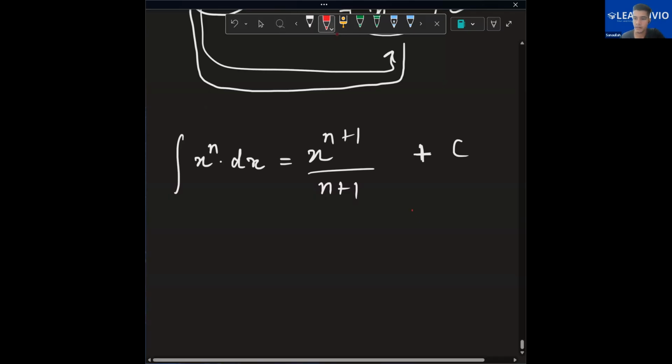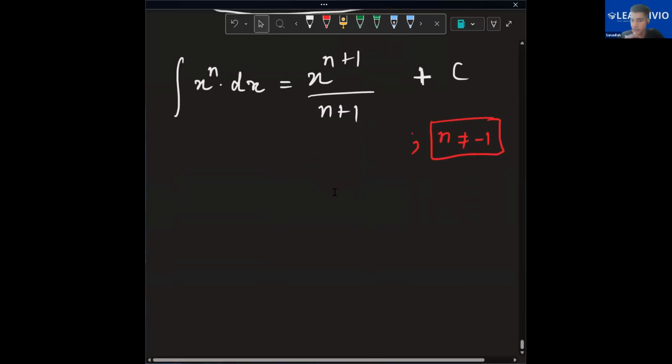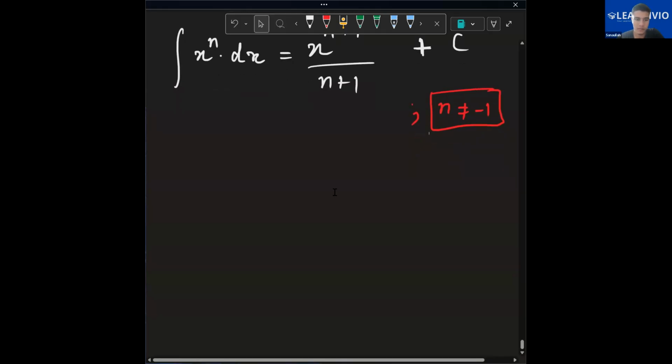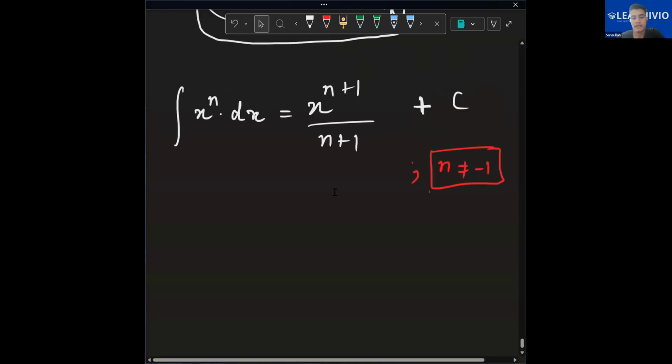Your n cannot be minus 1, because if it is minus 1, then your denominator is 0, and that is not defined. So this is the first formula, that the integral of x power n dx is x power n plus 1 over n plus 1 plus c. Okay, is it clear? Yes, sir.